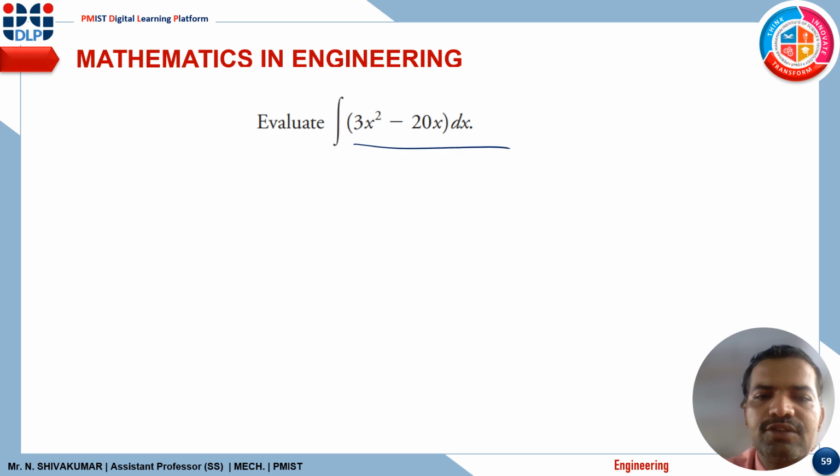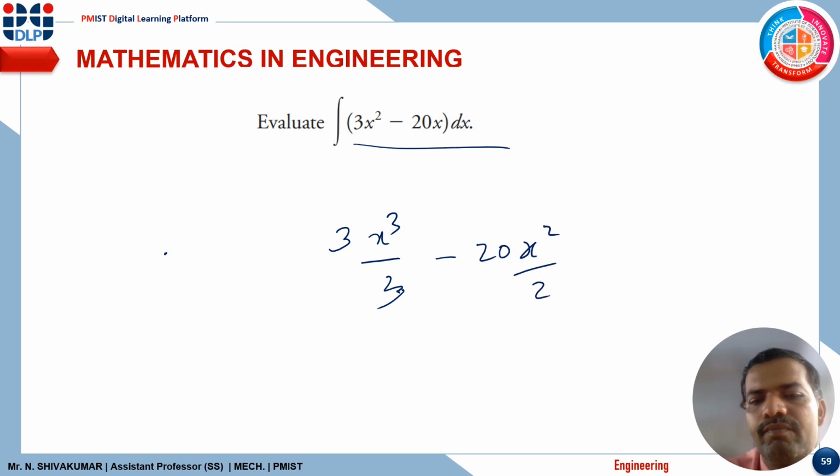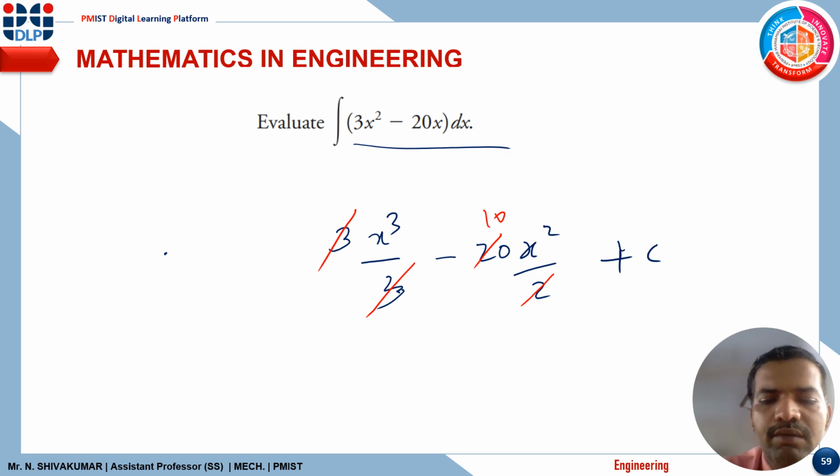Now you integrate 3x square minus 20x. 3x cube by 3. Okay. When you integrate minus 20x, it is x square divided by 2, plus constant. Okay. So 3 gets cancelled. It becomes 10. Finally, what happens? x cube minus 10x square plus c. So that is the integrated value.